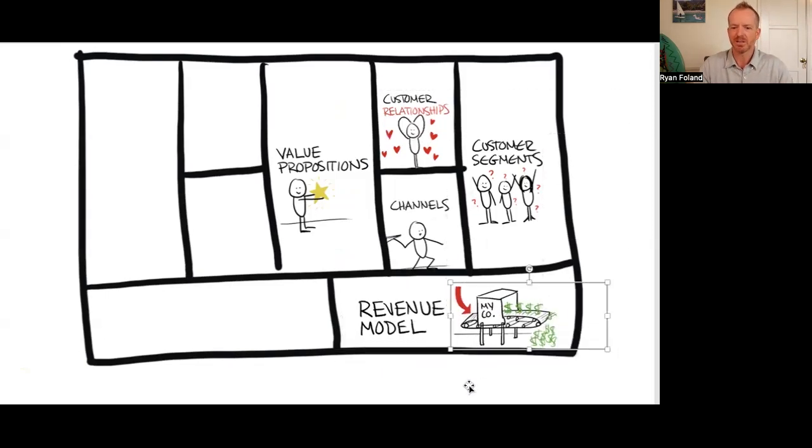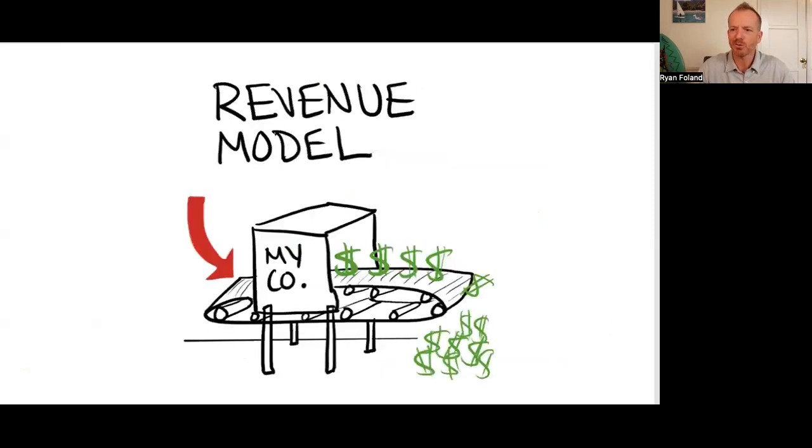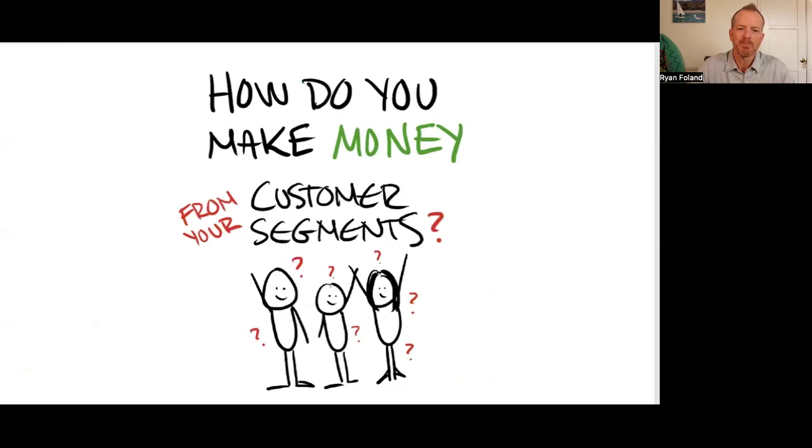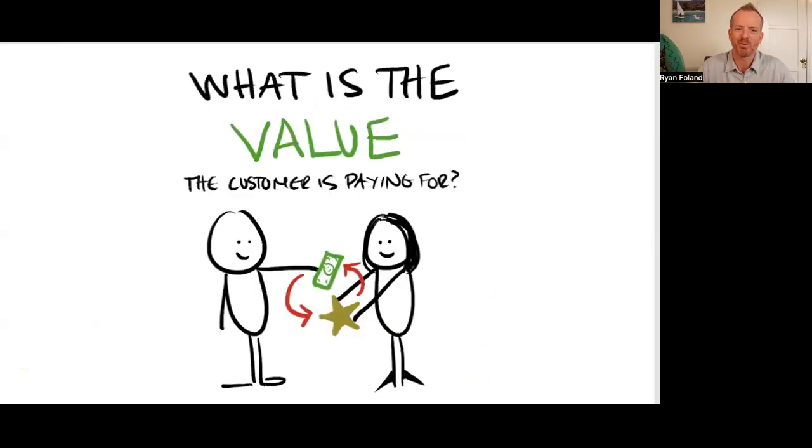And this means how much you want to charge. How are you charging? What is a freemium model? Do you pay for the whole thing? Is it a subscription? This is what you're trying to figure out. In the revenue model, you should get creative with it. There are some standardized things, but how do you make money? This is what you're answering. How do you make money from your customer segments, right? What is the value that you're providing to them?